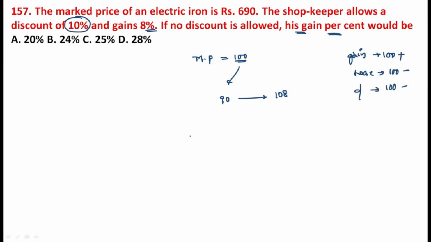If you want a clear concept, you can go and watch the videos guys. We have already done the entire concept of profit, loss and discounts. Now here there is no discount, which means I am selling at the market price. Then what is the profit I can get?